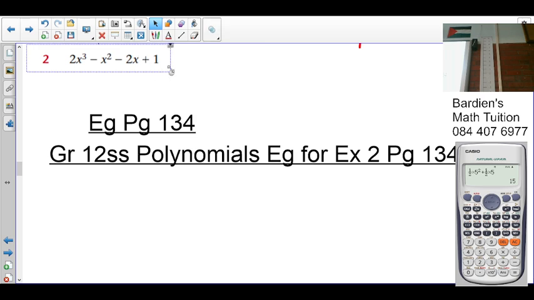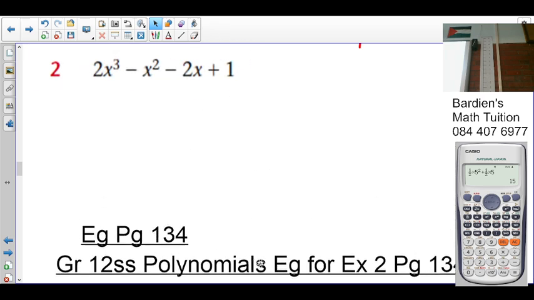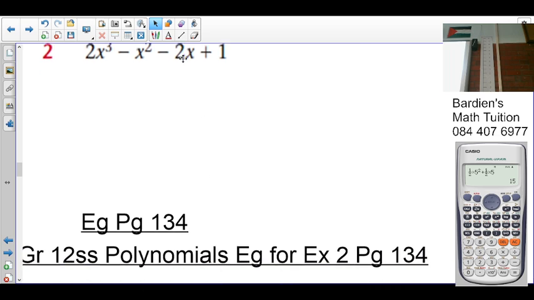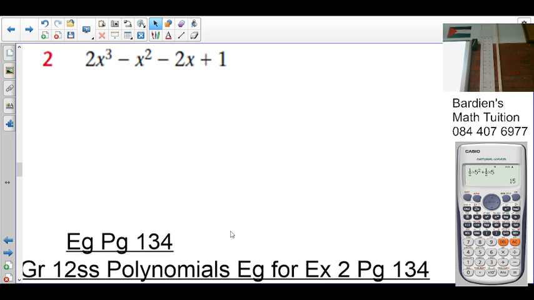Let's look at number 2. Number 2, we got 4 terms. So if it's 4 terms, you're going to do factorization by what? Grouping. Factorization by grouping. Okay, so let's group the first 2 and then the second 2. So what is common in the first 2 terms?